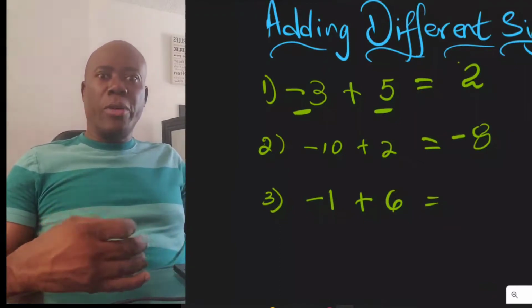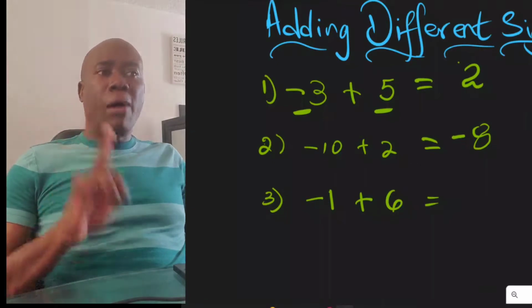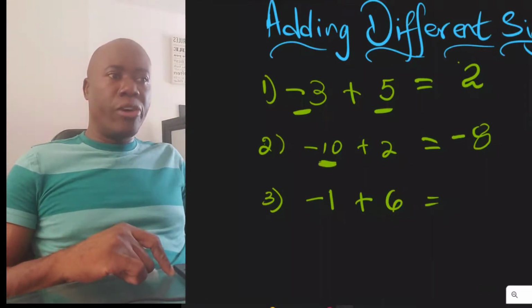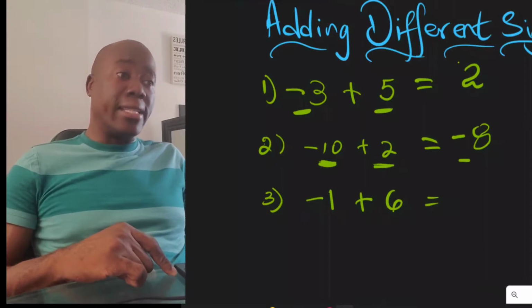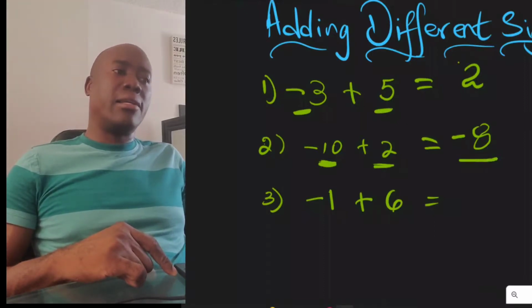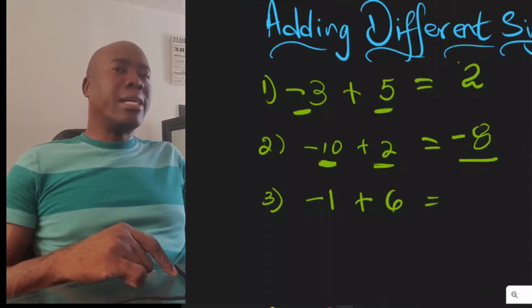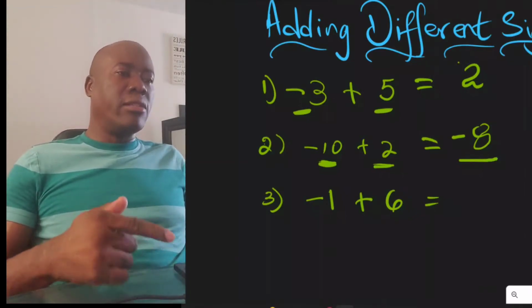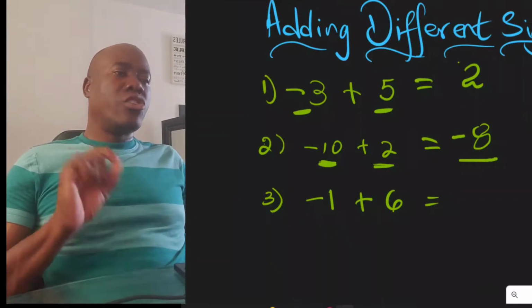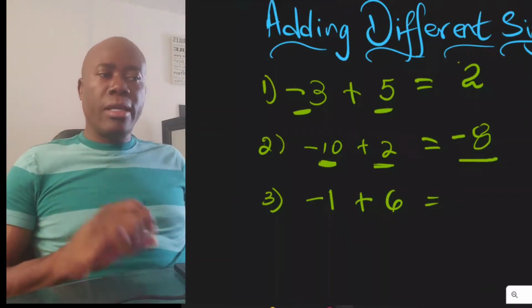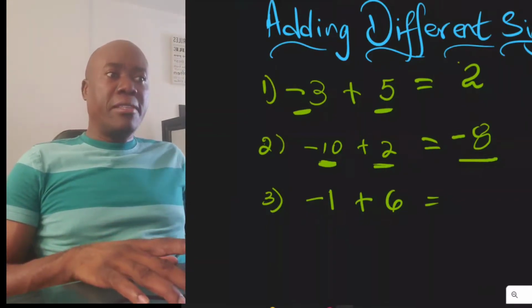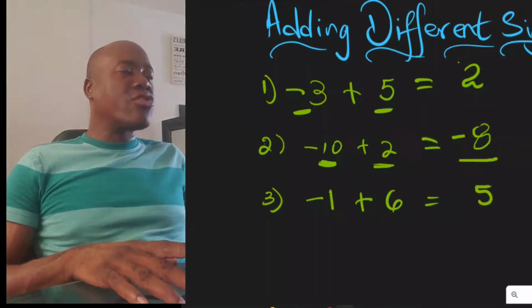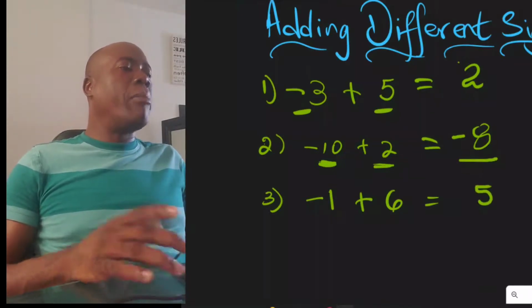Another way you could look at it quickly is to say, I borrowed $10 from my friend in the morning. I went back and I paid $2. I'm still in debt. I still owe $8. So we could look at it like that as well. Lastly, -1 plus 6. You borrow $1 and you go back and pay $6. So you're going to have an extra 5 left over, which is going to be a plus 5.